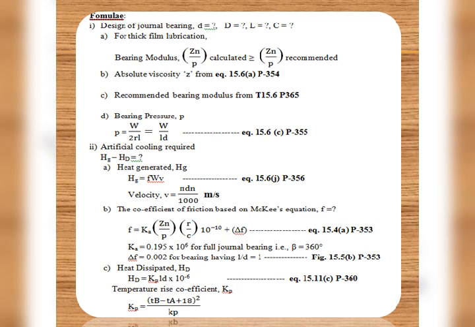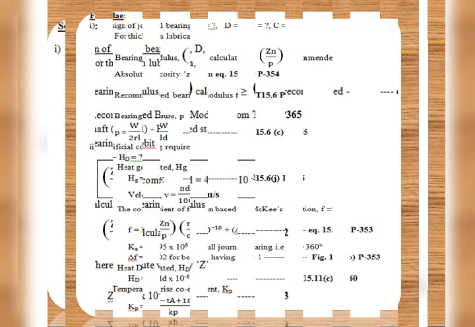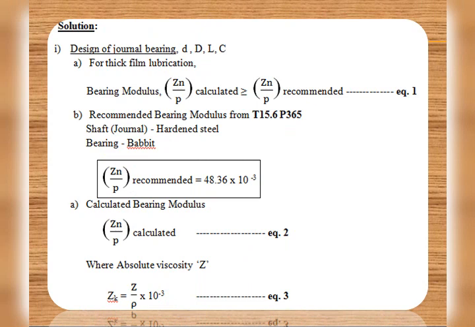And here the temperature rise coefficient K suffix P is nothing but (T suffix B minus T suffix A plus 18) whole square divided by Kp. Regarding this in detail, we'll discuss in the solution. This is some other variety of problem. Now we'll move on to the solution.